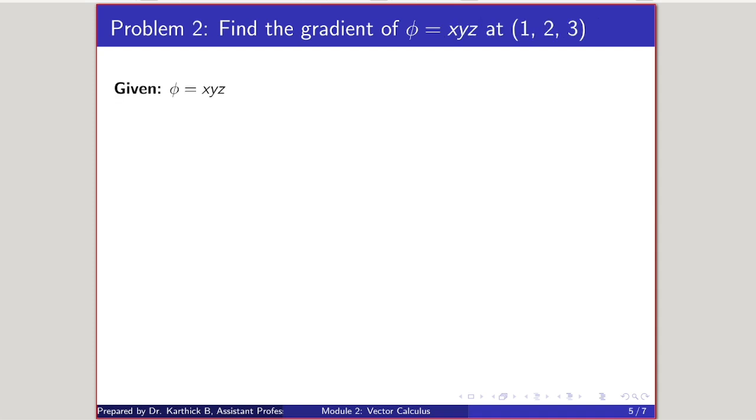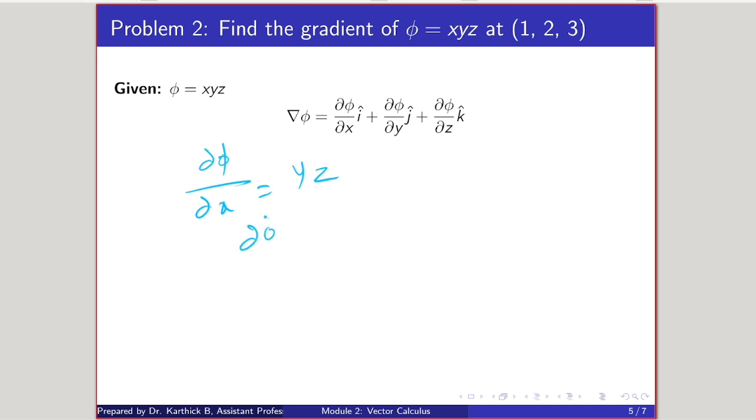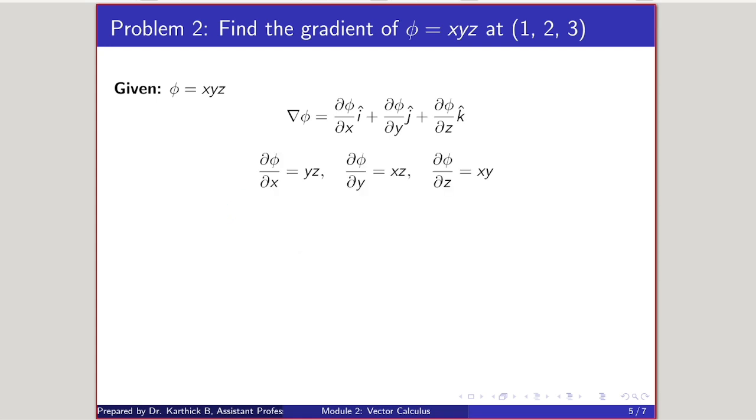Okay, next we go for another problem. A very simple problem. Here the pi is not a function of function, simply a simple function x, y, z. So I want to find the gradient. This will be the formula. Now I need dou pi by dou x. So here I am differentiating x and the remaining will be a constant, so I will get the value as y z. And if I go for dou pi by dou y, here it will be x z. Dou pi by dou z, it will be xy. So these are the values I may substitute directly, and this will be the gradient pi.